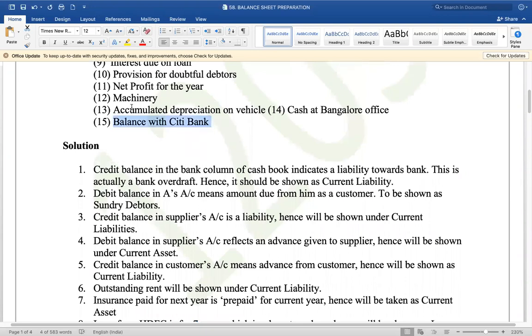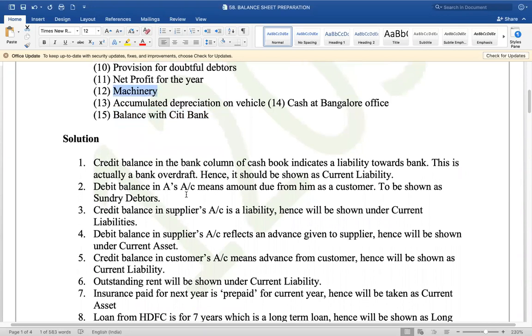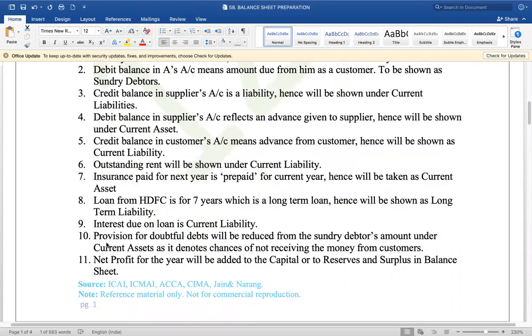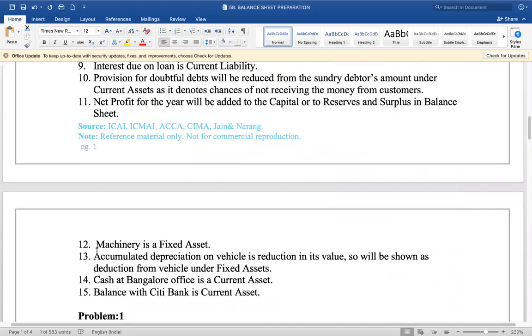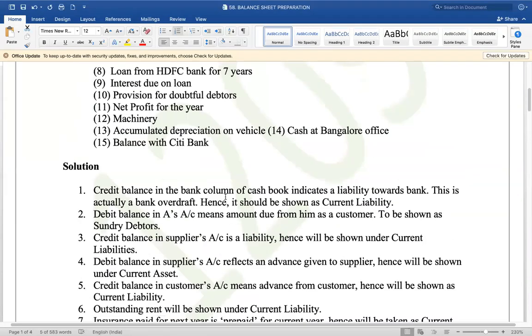Net profit. Machinery is the 12th item. What is this? Straight away it is an asset. Machinery is an asset, a fixed asset or long-term asset. Next is accumulated depreciation on vehicle.